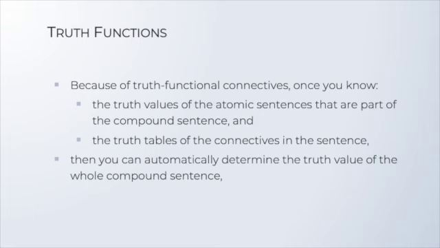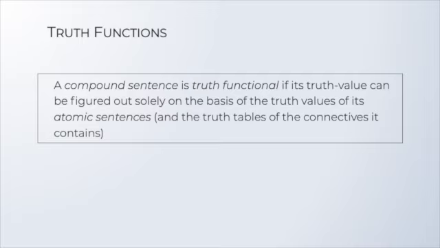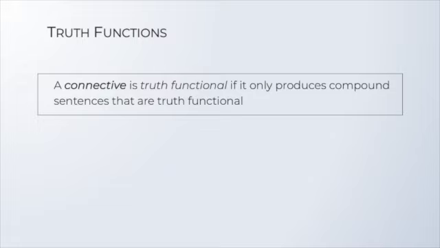So, we say that a compound sentence is truth functional if its truth value can be figured out solely on the basis of the truth values of its atomic sentences and the truth tables of the connectives. Furthermore, a connective is truth functional if it produces only compound sentences that are truth functional. We saw above that the ampersand, V, and tilde are all truth functions, since they uniquely map truth values of atomic sentences to values. We can use truth tables to see how the truth value of the compound sentence depends on the truth assignments of its components, in a way that is determined by the connectives.